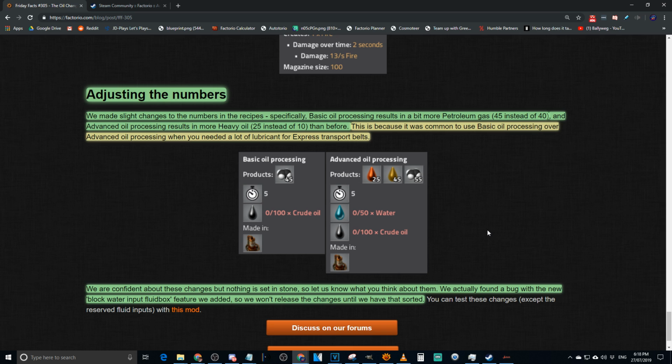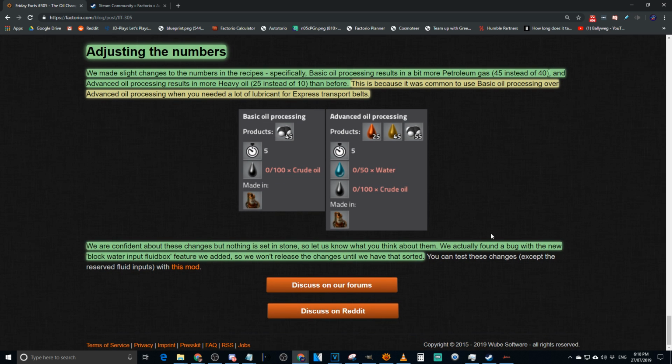Yep. So yeah, that's pretty much it for this Friday Facts. Nothing set in stone. They're quite confident about the changes, but it sounds more polished than last week. Yeah. They want you to discuss on the forums and on Reddit, and they actually found a bug with the new block water input fluid box feature they added. I think it was in 1859. It's part of the change, so it's not technically in the game yet. Okay, I wasn't sure whether it made it in the changelog or not.